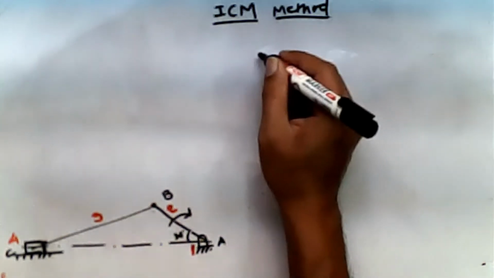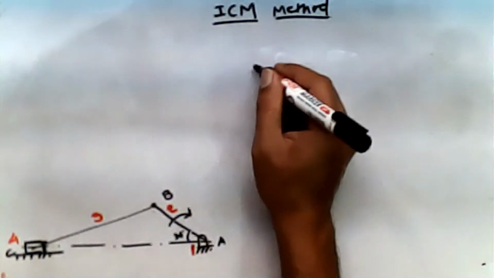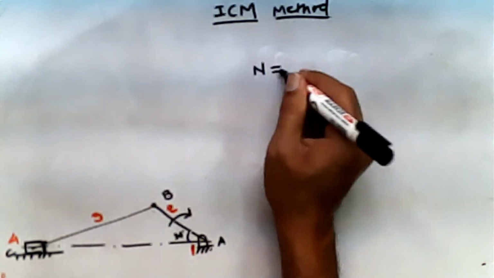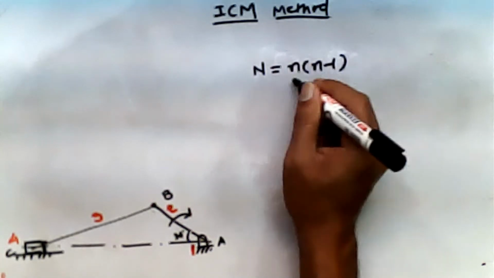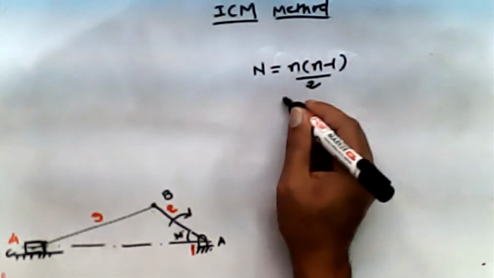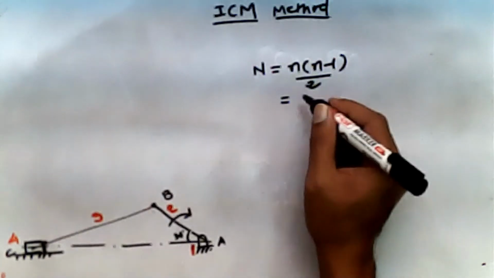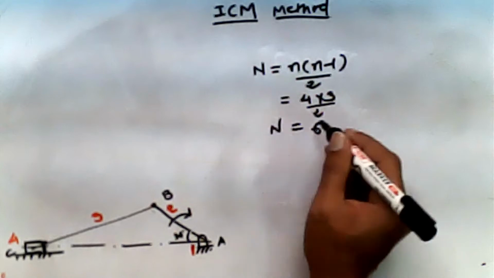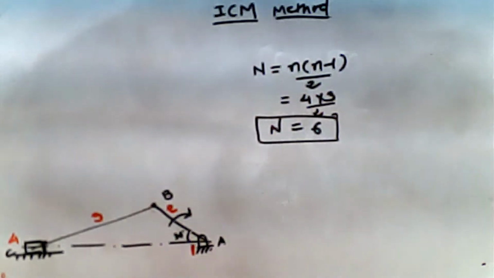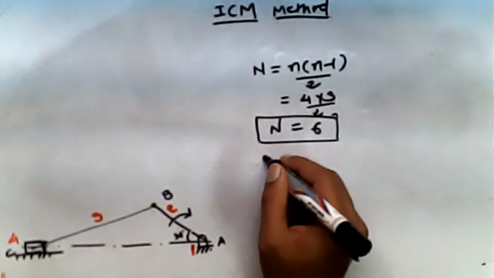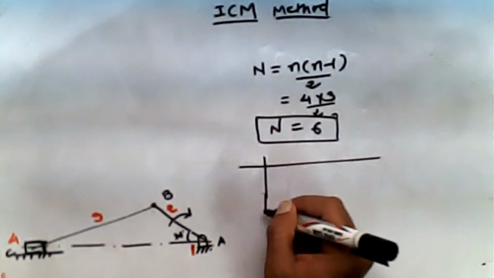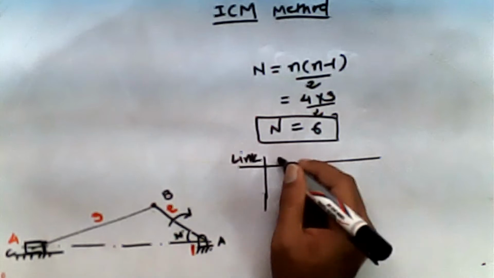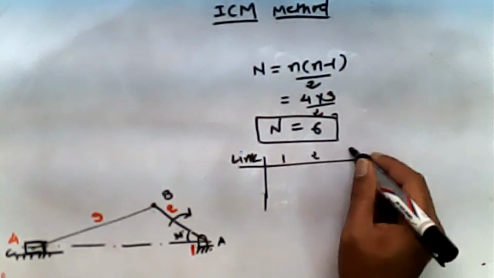Now next, after knowing the number of links, we can calculate the number of instantaneous centers by using this equation, n(n minus 1) by 2. So the number of links is 4. So 4 times 3 by 2. Again, we have 6 instantaneous centers. So which are they? Obviously, we'll quickly write it down here. This is link. How many links are there? 1, 2, 3, and 4.